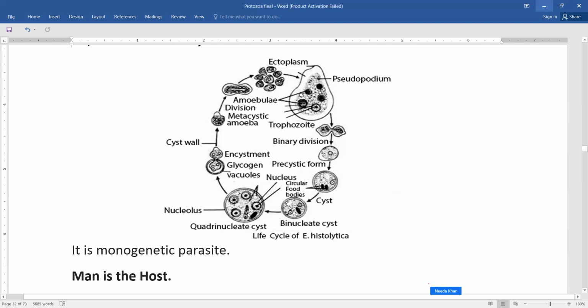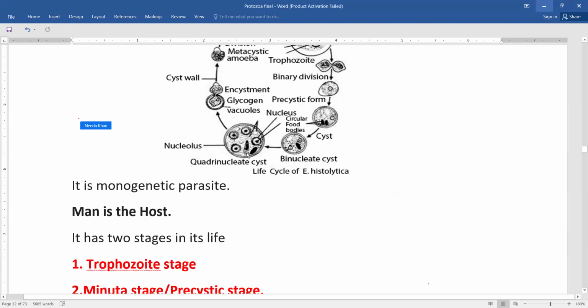That occurs through the contamination process. Entamoeba histolytica is a monogenetic parasite. That means it completes its life cycle in a single host, that is the human being. Man is the single host.